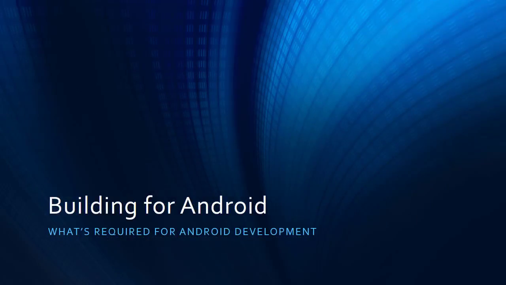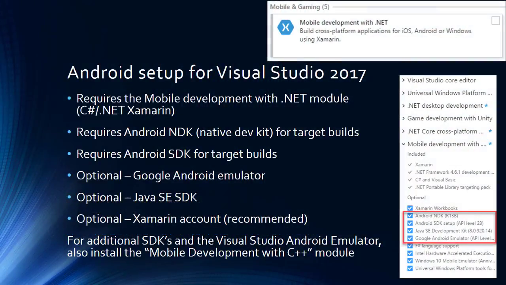So you've got your Windows project and you want to go and do some Android. Again, in 2017 things are slightly different now because it's all slightly moved around. For this you're going to need the minimum of the mobile development with .NET module, and on the right hand side you must check, I stress you must check, that you're running the NDK version that they supply and also the SDK version they supply.